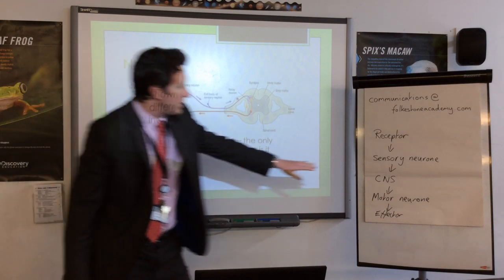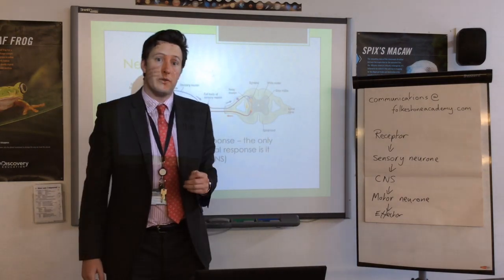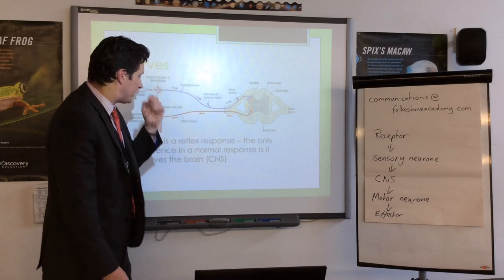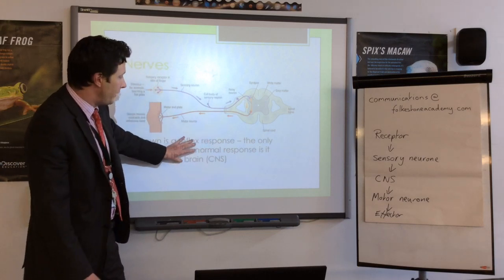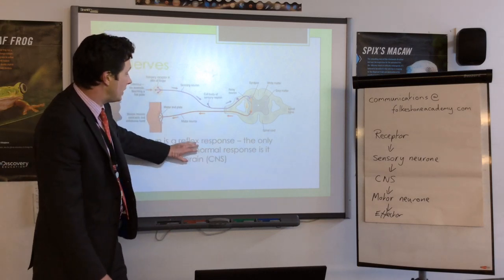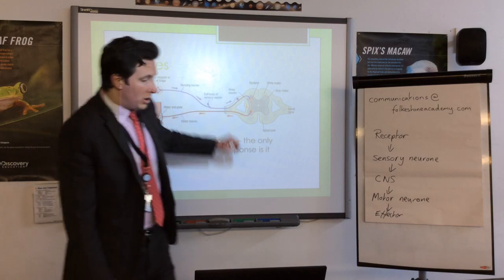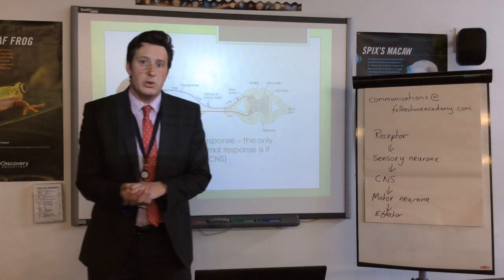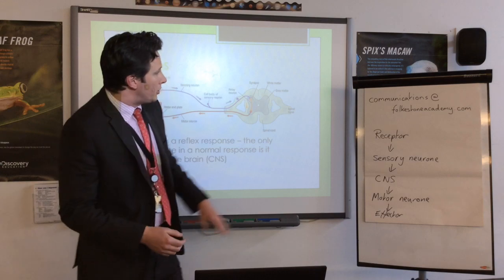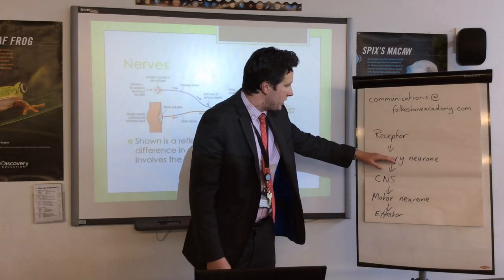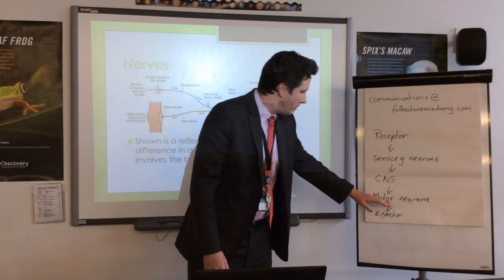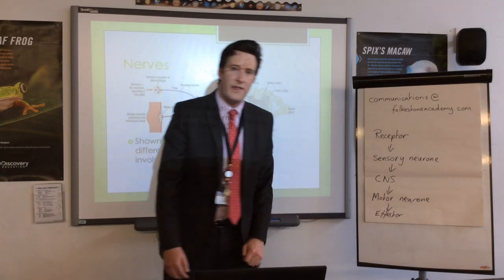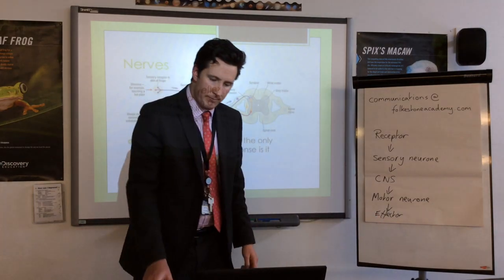So it's different, doesn't involve the central nervous system, doesn't involve the brain, happens a lot faster. Okay, so that's the only two differences in the responses. Okay? So that's how a normal nervous response sort of takes place. You can go from a receptor to a sensory neuron to the central nervous system to a motor neuron to an effector, a muscle or a gland.